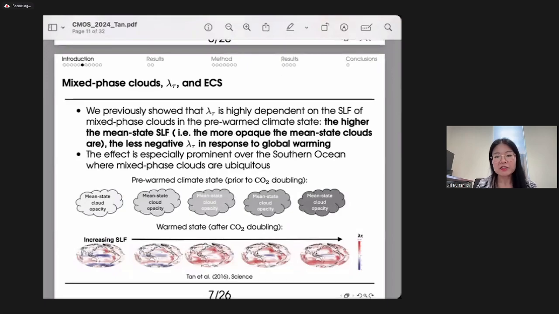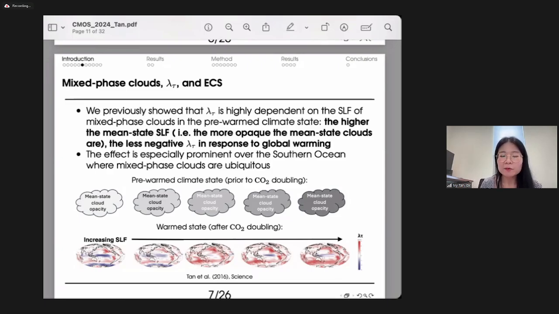We previously showed that the cloud optical depth feedback was linked to the SLF of mixed phase clouds in the pre-warmed climate state, and we demonstrated this using the American CESM model. What we did was run a set of 5 experiments with a wide range of SLF in the mean state, holding the atmospheric CO2 concentrations fixed to present day levels.